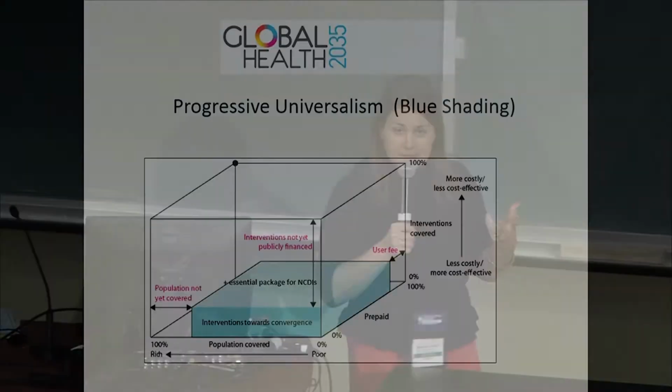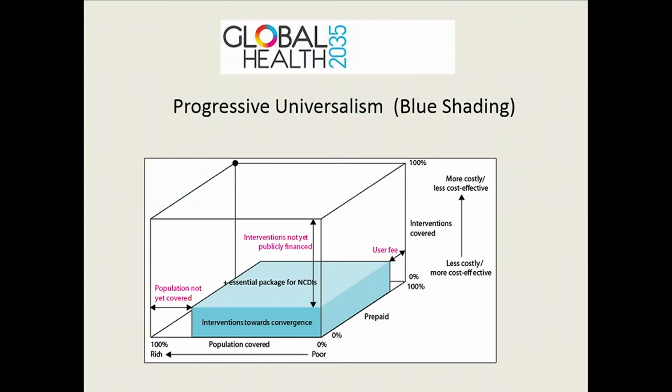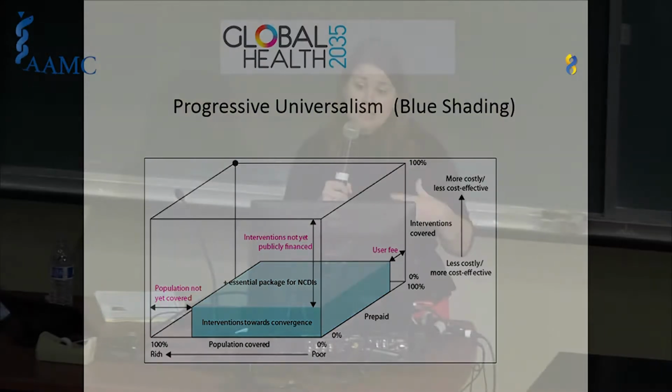And that you have this package that is essential for non-communicable diseases, which have the highest morbidity and disability in the world. So it's not going to happen just by temporary band-aids. It's really about building health systems, making them more cost-effective, and increasing access to care.